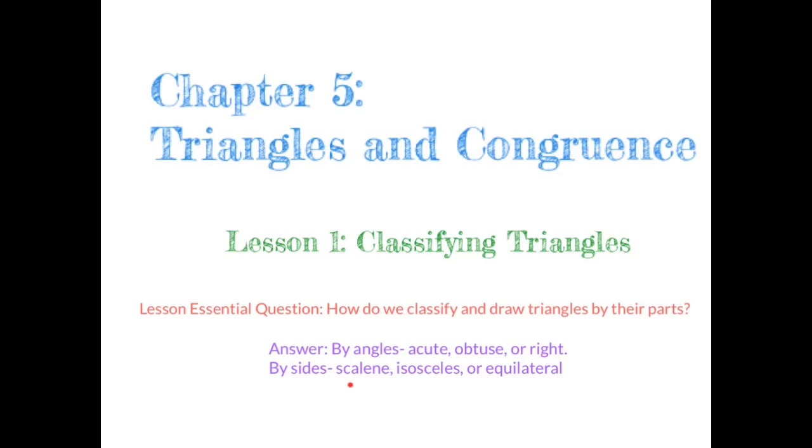And same thing with the sides. You have scalene, isosceles, or equilateral. They cannot be scalene equilateral or scalene isosceles. You pick one of these and it can go with one of these. So you can have an acute equilateral, you can have an obtuse scalene, but you pick one type of angle to classify and one type for the sides.